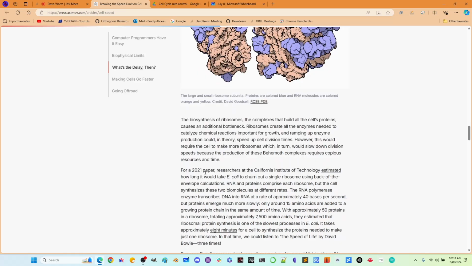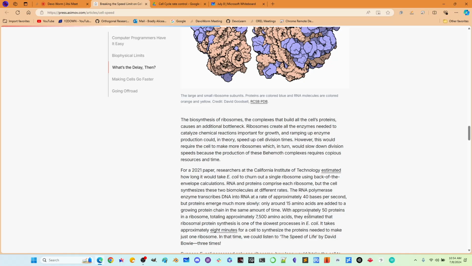For a 2021 paper, researchers at the California Institute of Technology estimated how long it would take for E. coli to churn out a single ribosome using a back-of-the-envelope calculation. So they just wanted to know, from first principles, how long it takes to churn out a single ribosome in E. coli. RNA and proteins comprise each ribosome. The cell synthesizes these two biomolecules at different rates. The RNA polymerase enzyme transcribes DNA into RNA at a rate of approximately 40 bases per second, but proteins emerge much more slowly. Only around 15 amino acids are added to a growing protein chain in the same amount of time.